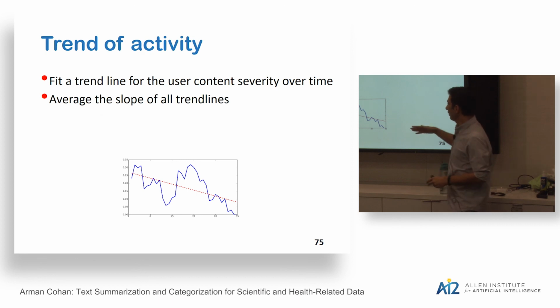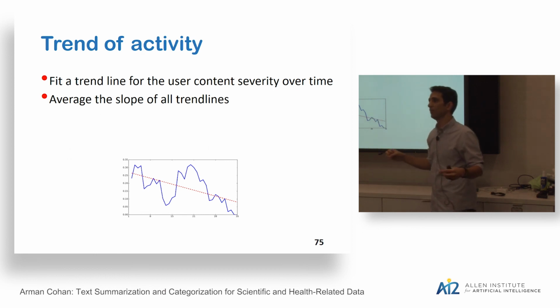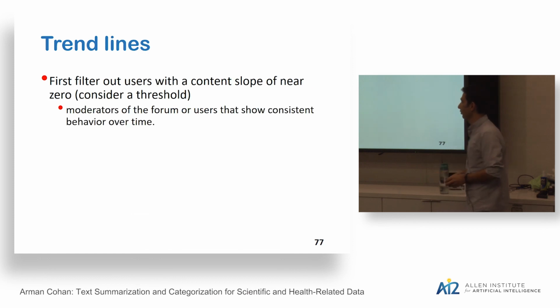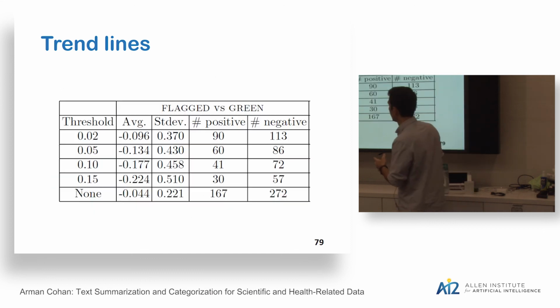So we studied the trend line of content severity, and we wanted to know on average whether this trend line is negative or positive, to see how the users feel over time when they interact with the forum. We first filter out users that essentially have a flat or near-zero trend. This is because they're moderators or users who show consistent behavior. They can introduce noise to the model, so we remove them.